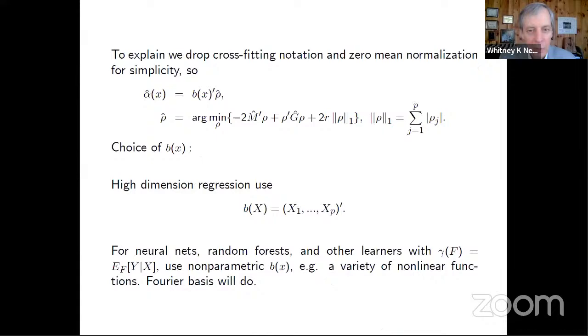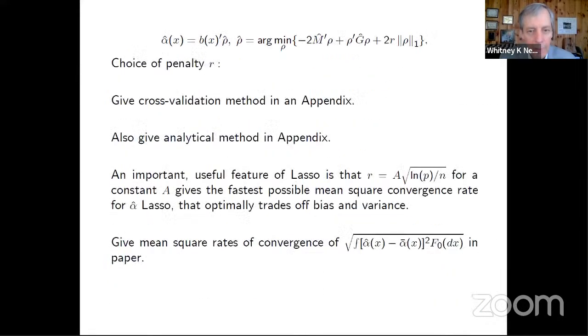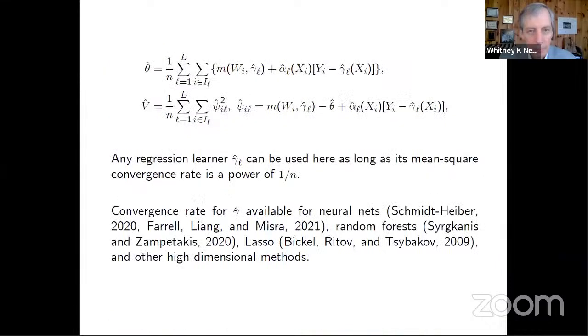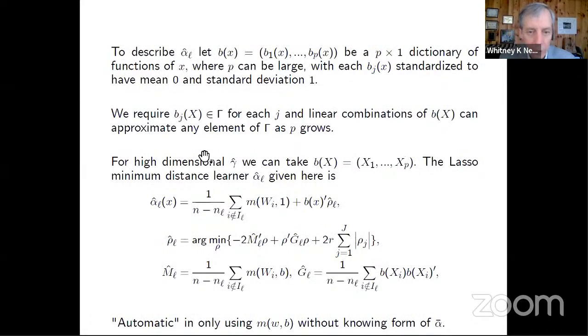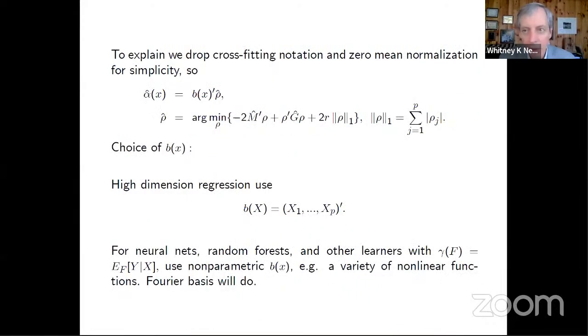Let's go back one page. Right here, we've got an M. And the only thing you use for alpha hat is you also use M, only you plug in the basis functions here, and you use that to get alpha hat. That's the automatic feature of this. Nothing but M is used here. Nothing but M and the basis functions are used here. Automatic only uses M without knowing the form of alpha bar. You don't need to know what that funky projection thing is. In fact, it doesn't exist in closed form in general.